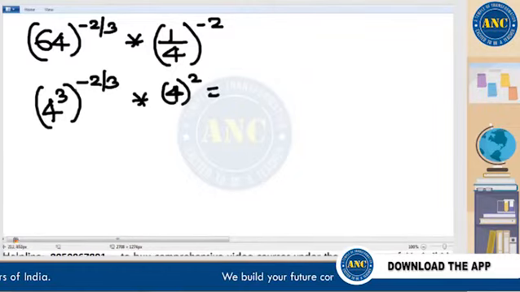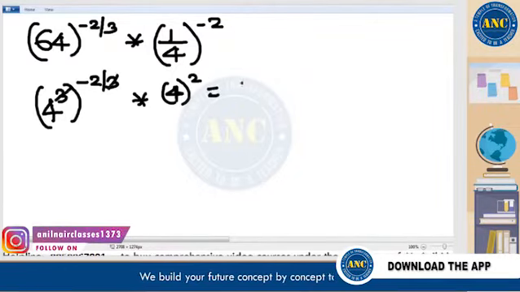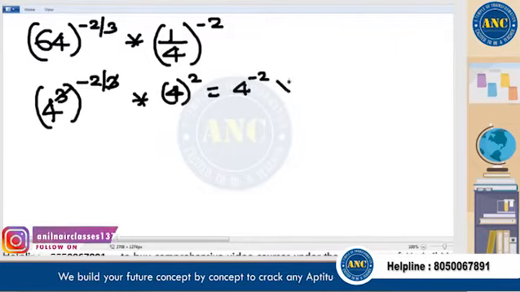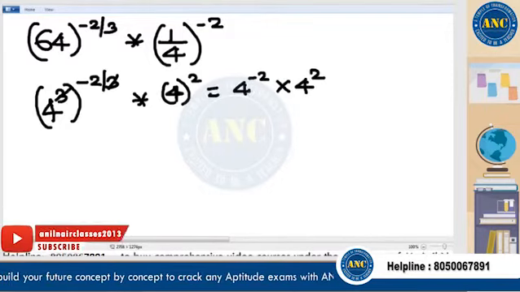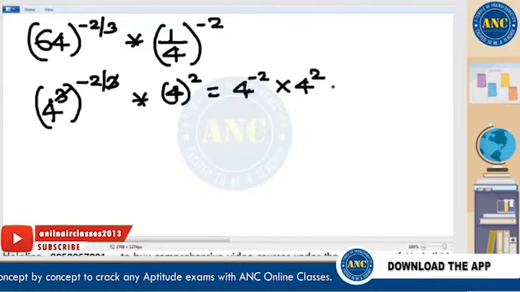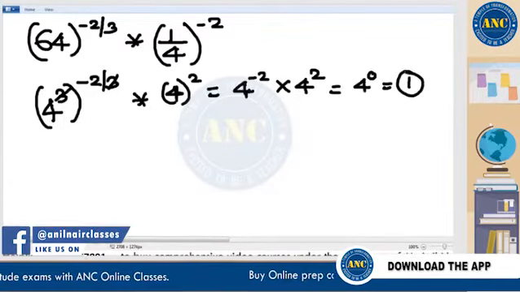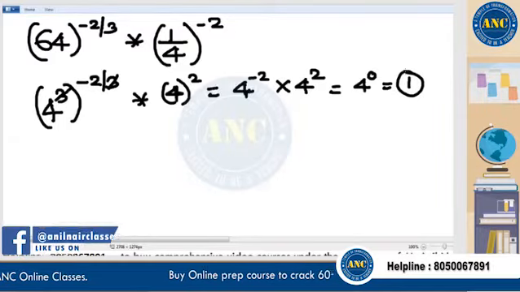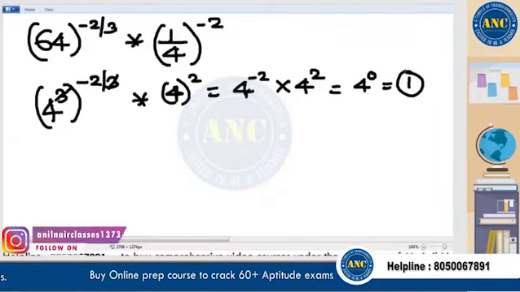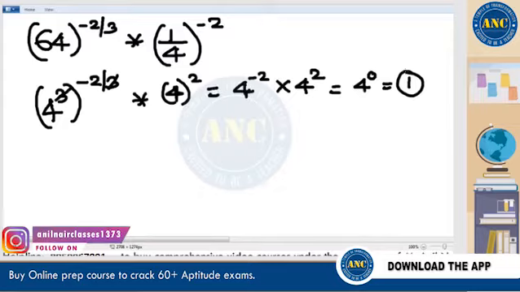4 cube power minus 2 by 3. This 3 and 3 will cancel. You are left with 4 power minus 2. Next term is 4 power 2. A power m into a power n is a power m plus n. 4 power 0 is 1. I hope the idea is clear, sir. 4 power 0 value is 1.